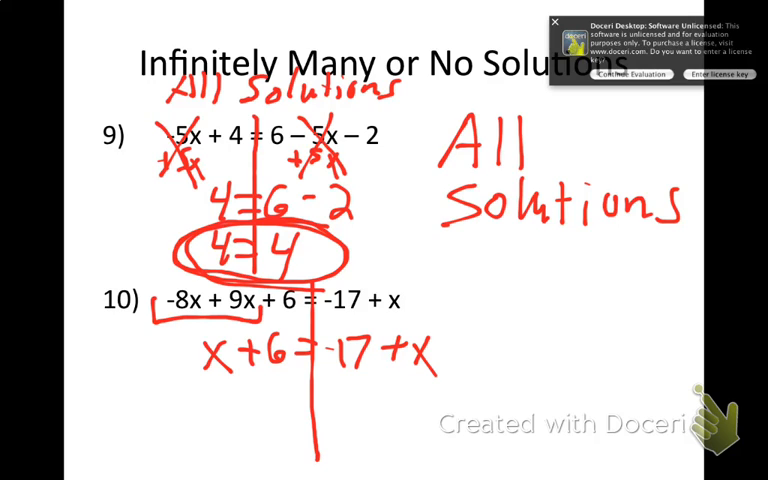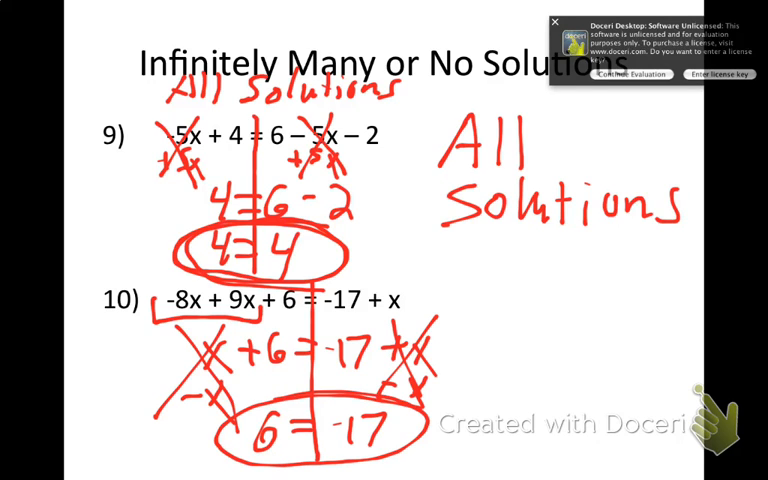Need to move my variables to the same side. What am I going to have to do, John? I subtract the x. x minus x really gets me 0. They cancel out, giving me 6 equals negative 17.